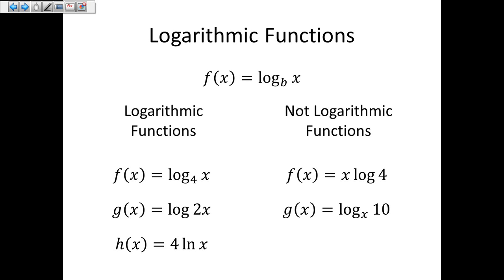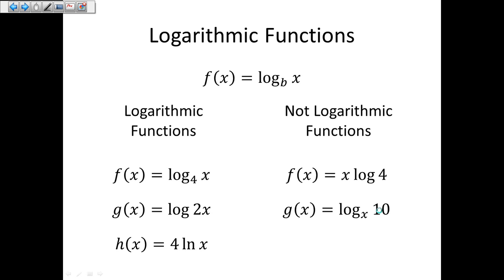If the x is in any other location, it's not a logarithmic function. So x log 4 is not a logarithmic function. This is actually a straight line. It's just a straight line with a really weird slope. So this is not a logarithmic function. Just because it has a log doesn't mean it's a logarithmic function. This is not referred to as a logarithmic function either because the x is in the base of the logarithm. This would actually be kind of ugly. We could do it, but it would be difficult. So this is not a logarithmic function either because the x is in the wrong spot. It should be right here where the 10 is.